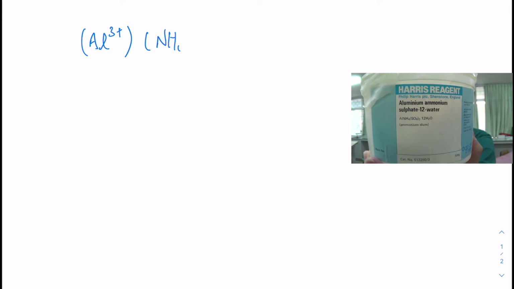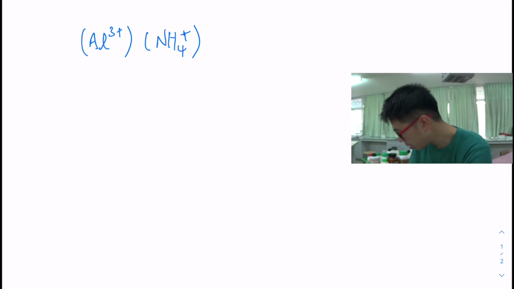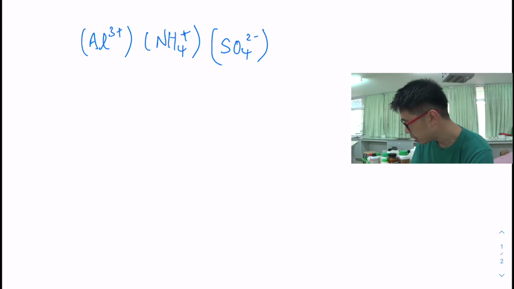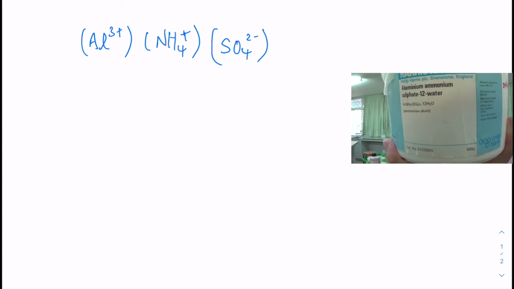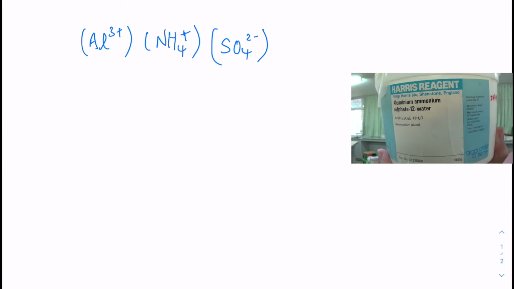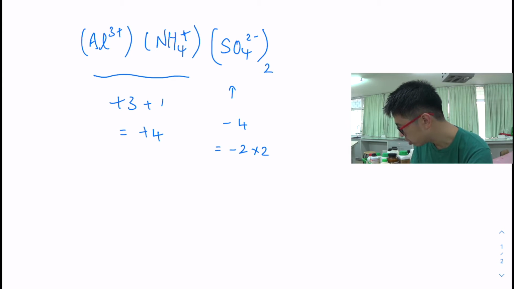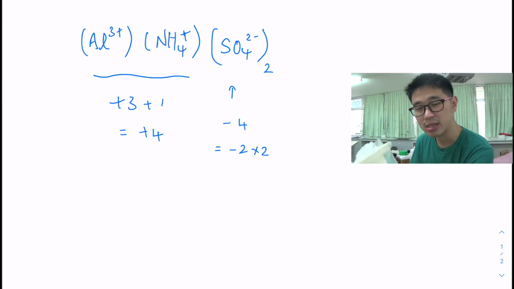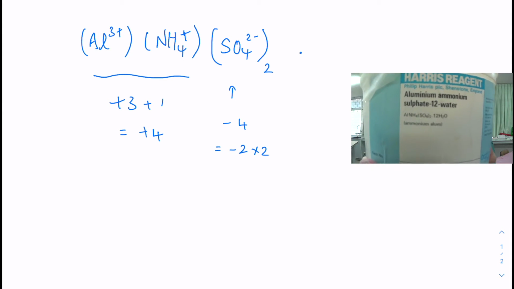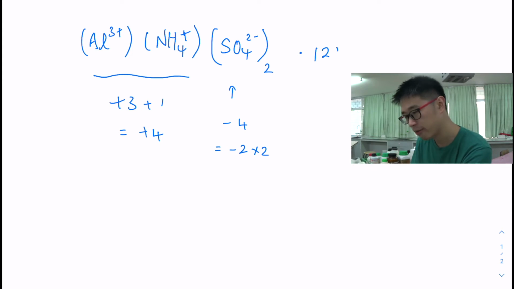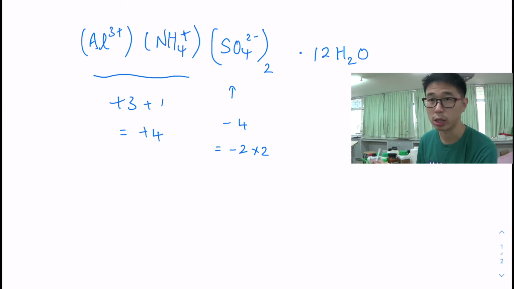You have ammonium, which is NH4+. And then you have sulfate, which is SO4 2-. Because you have Al3+ and NH4+, altogether that is +3 +1, they give you +4. So you need a -4, which is equal to -2 × 2. So you need 2 sulfate. It turns out that this is a compound which is hydrated, similar to what I talked about in the other tutorial video. This is .12H2O, so there are 12 water molecules of crystallization.